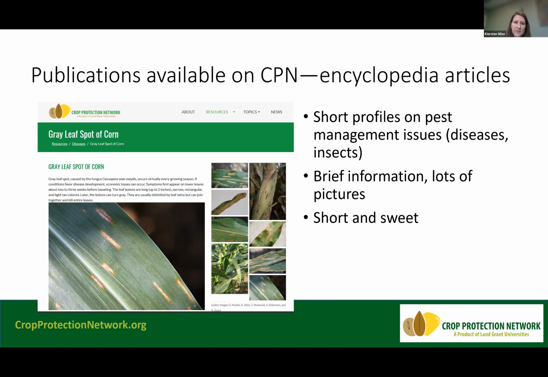The real key takeaway for these is that there's a lot of pictures. If you're ever putting together a talk, or if you need some resources that have pictures or images of a lot of these disease or insect issues, this is a really great resource. And they're all freely available. They're also available on Bugwood if you've ever used Bugwood, and you can just use them with credit. We do see a lot of these out there in a lot of different ways. It's really short and sweet content that's great if you have to give a talk or need some images for some publications. These are available to you.